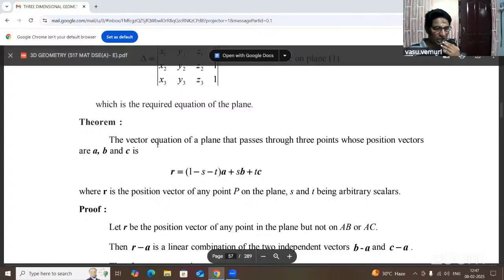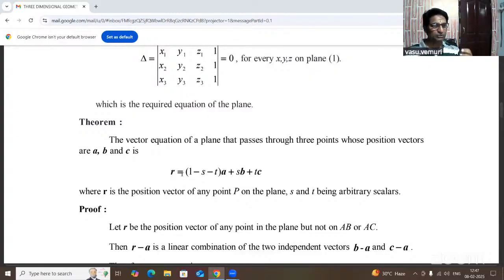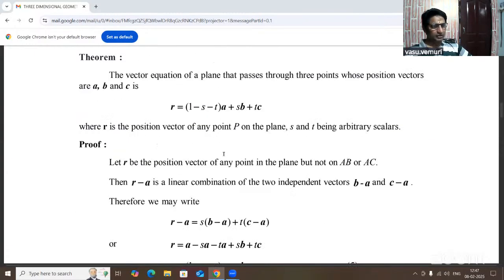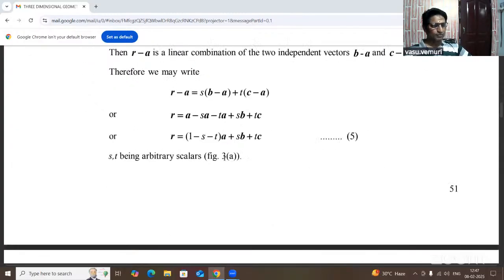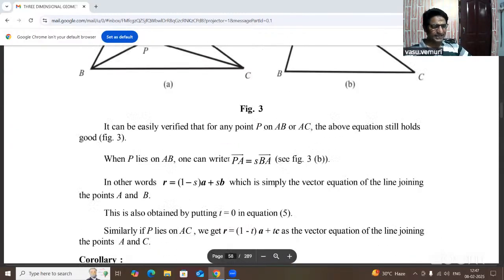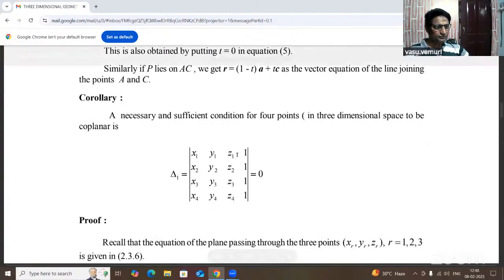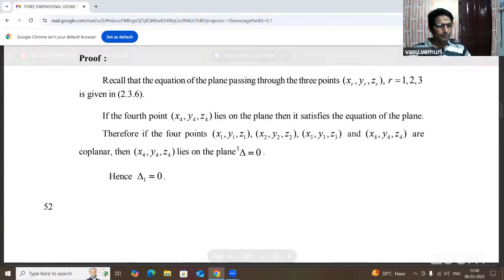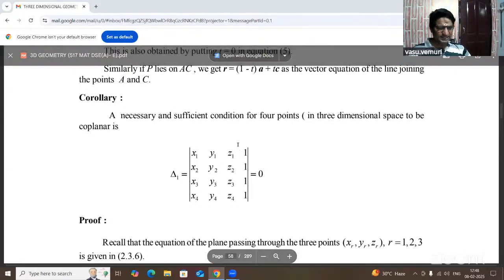Now the vector equation of a plane passing through the points a, b, c is small r equal to 1 minus s minus t of a plus sb plus tc. That is the vector equation of a plane passing through three points whose position vectors are small a, small b, small c. Proof is not necessary here.